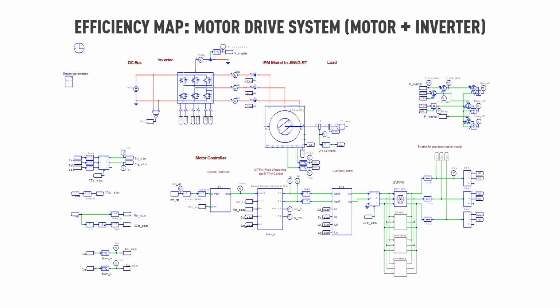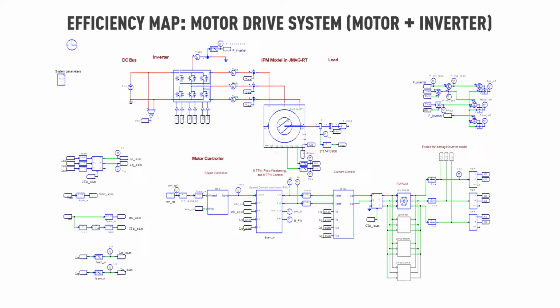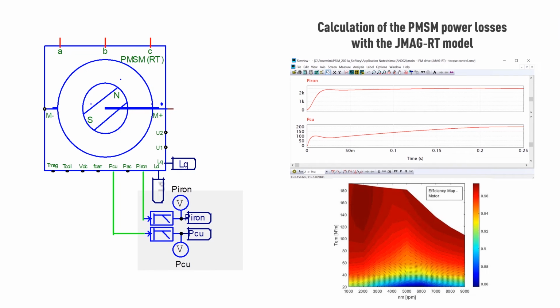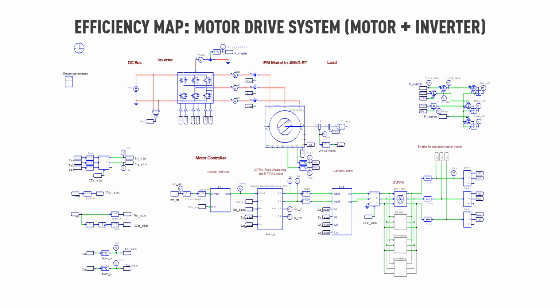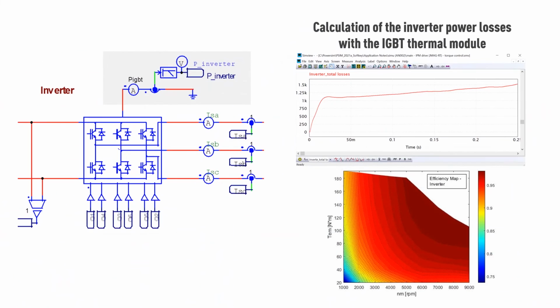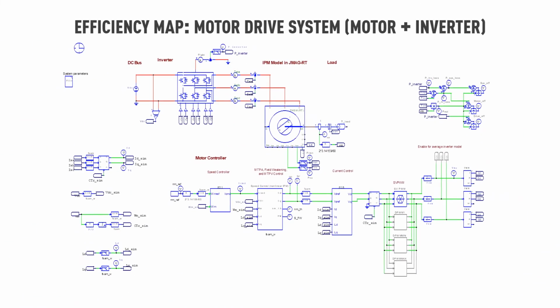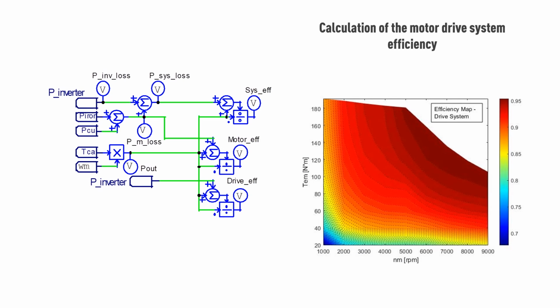So the next step now will be to calculate the efficiency of the entire motor drive. Indeed, the power losses of the PMSM motor, including copper loss and core loss, can be obtained from the JMAG-RT model. And the power loss of the drive, including switching loss and conduction loss, can also be obtained from the IGBT thermal module during the simulation, plus the junction temperature as well. And at the end, the PMSM drive system power loss and efficiency can be easily calculated from the power losses of the PMSM and its drive. And we can basically obtain the overall drive system efficiency for this system.